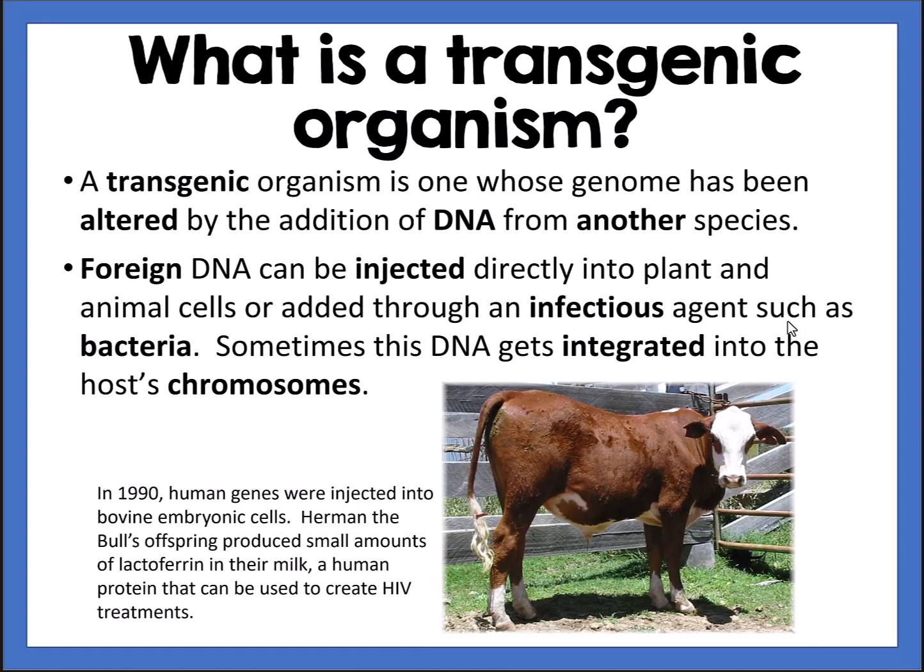In 1990, human genes were injected into bovine embryonic cells. Herman the bull's offspring produced small amounts of lactoferrin in their milk, which is a human protein that can be used to create HIV treatments. So this was an example of an animal being modified to produce something beneficial to humans, which is frequently the way that transgenic organisms are used, but they can also be used in other ways as well.